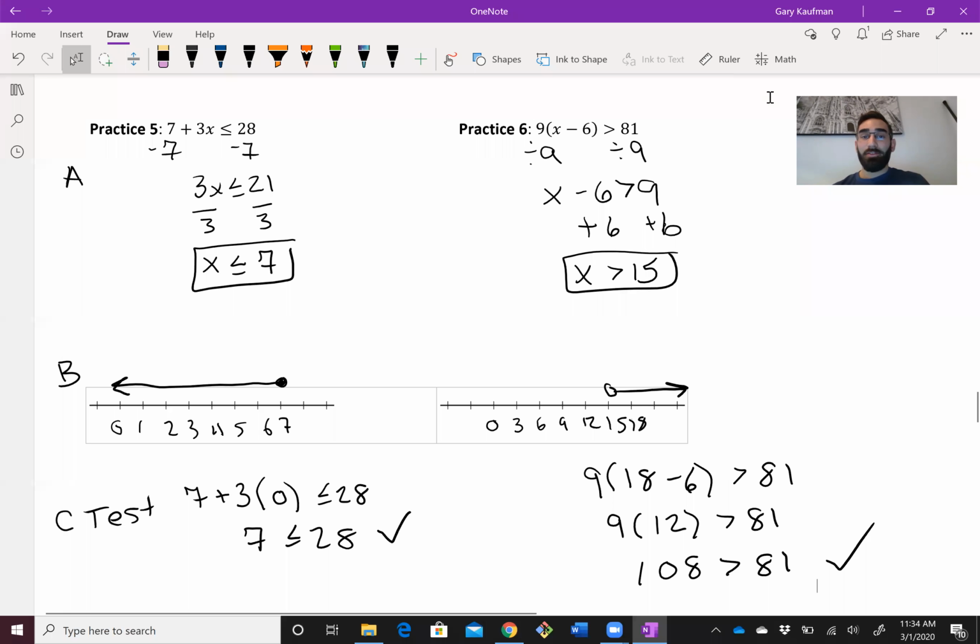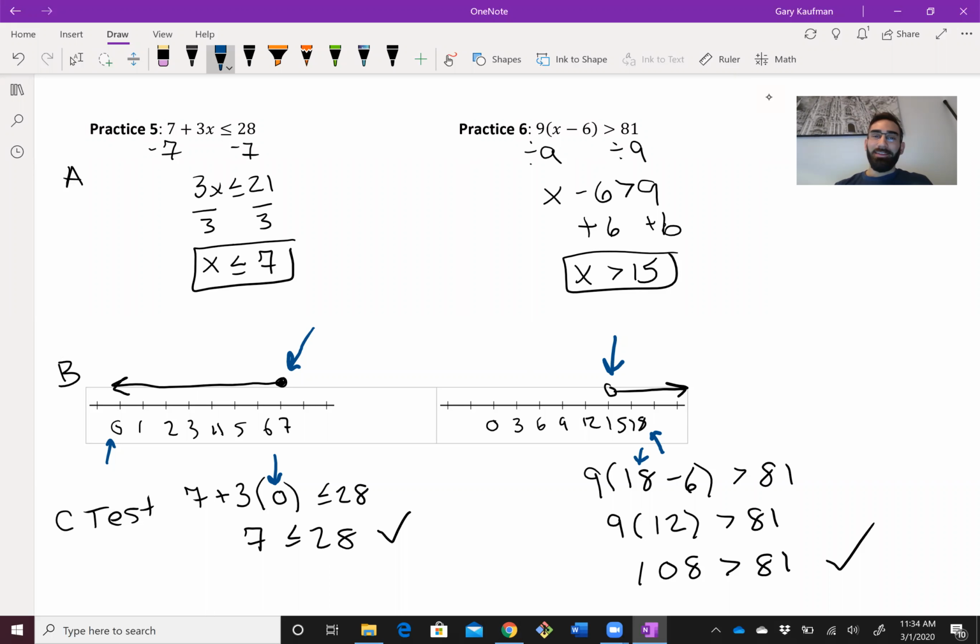So here are the answers to those 2 practice problems. Notice that practice problem 5 required me to have a closed circle, whereas practice problem 6 required an open one because it's strictly greater than. I chose the value 0 because it was in the solution for practice 5, which gave me 7 is less than or equal to 28, which is true. You could have chosen a different one. And I chose 18 for practice problem 6, which gave me 108 is greater than 81. Again, you could have chosen a different one.